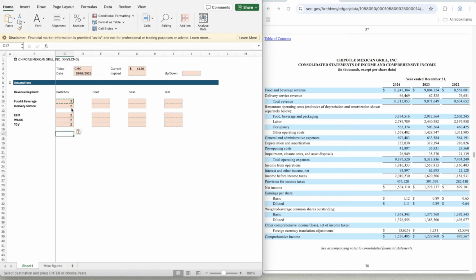Then we can go now. You'll see what these mean when we come to the end and we're simulating different price scenarios. So now that is done, let's start building the revenue.